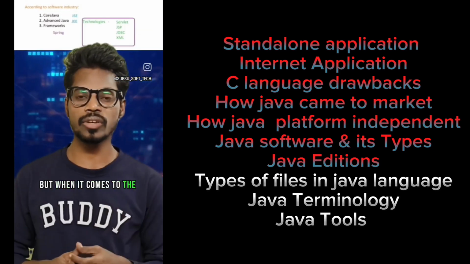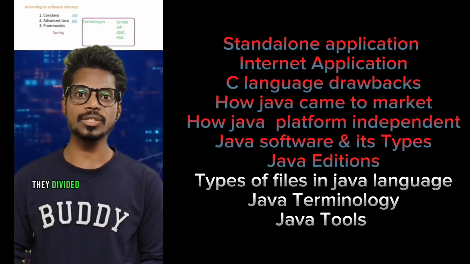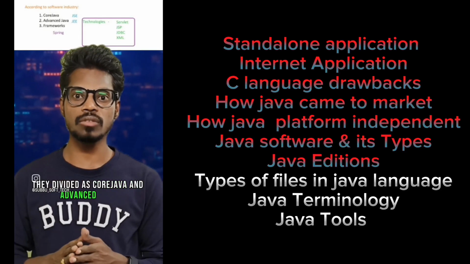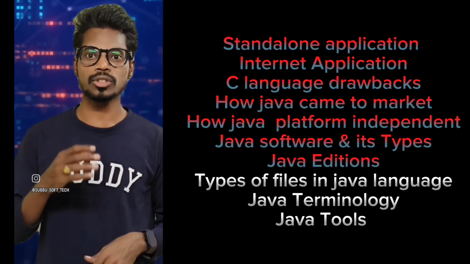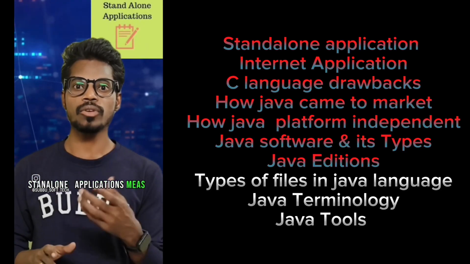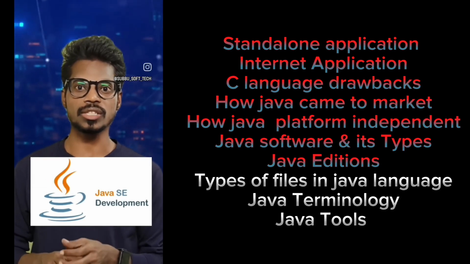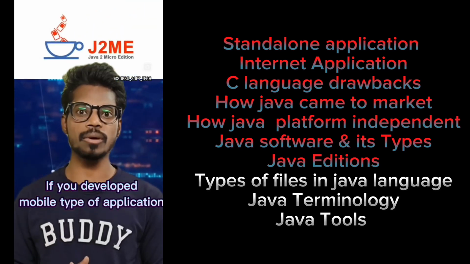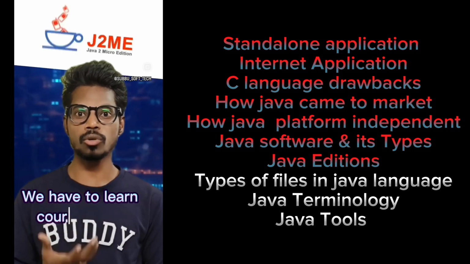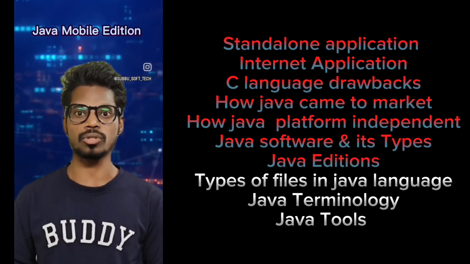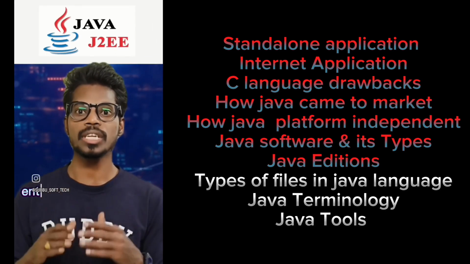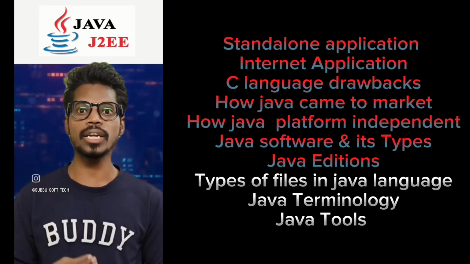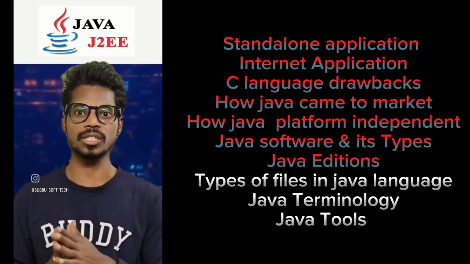But in the software industry, they divided it as Core Java and Advanced Java. If you want to develop standalone applications, we have to learn Java SE. If you want to develop mobile types of applications, we have to learn Java ME. If you want to develop enterprise applications, we have to learn J2EE concepts.